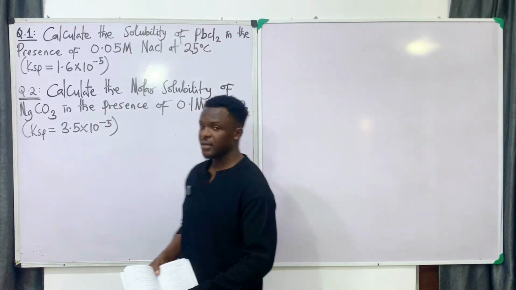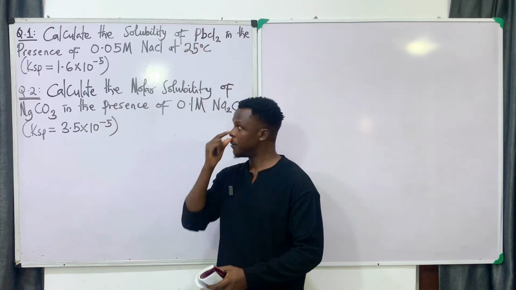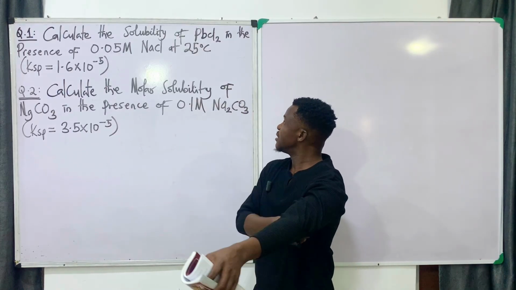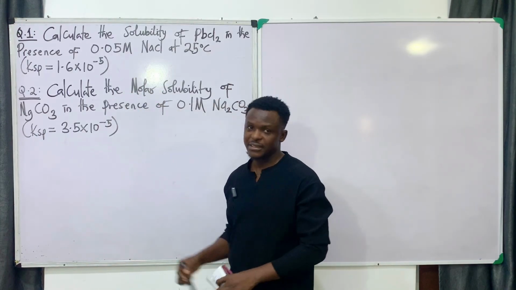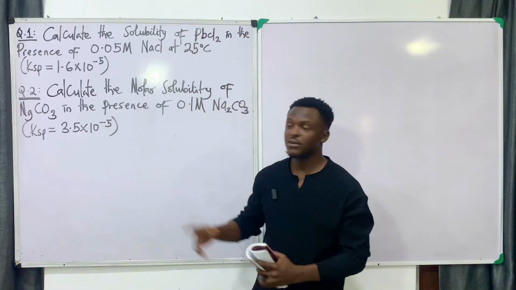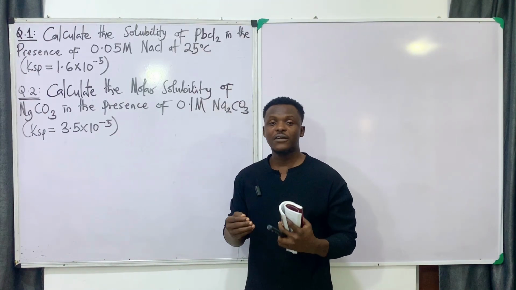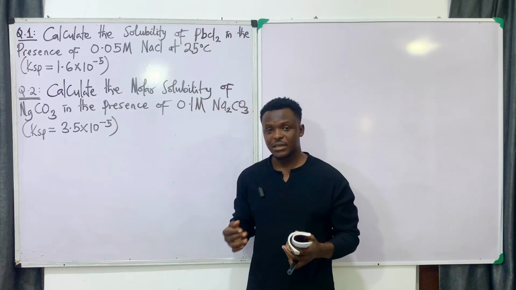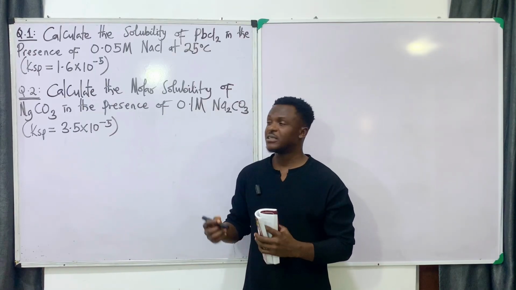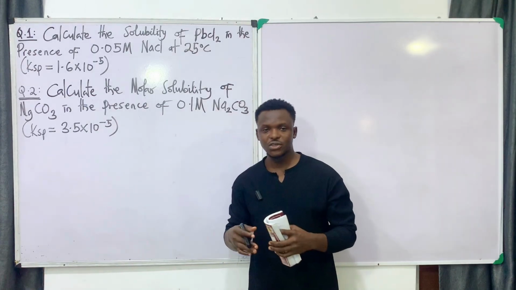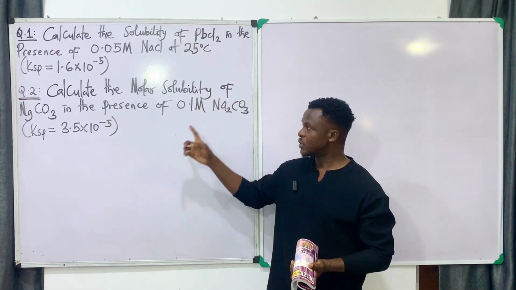Alright guys, welcome back. We have another question here. This is under common ion effects. They said calculate the solubility of PbCl2 in the presence of 0.05 molar NaCl at 25 degrees Celsius. Now normally they would have asked us to solve when it is dissolved in water. If it is dissolved in water, those are the ones we've done before. But if it is dissolved in any other solvent or in addition to water, there is something else. There are patterns you are going to follow. So let's start with the first one.